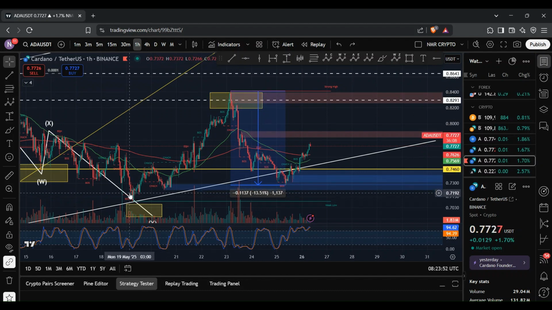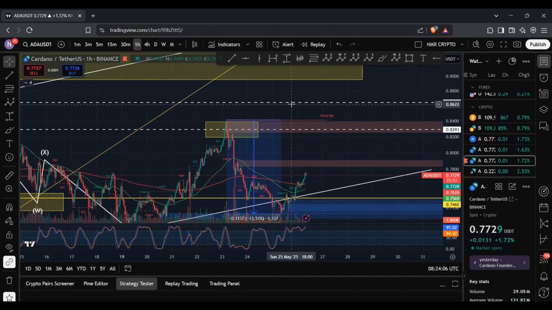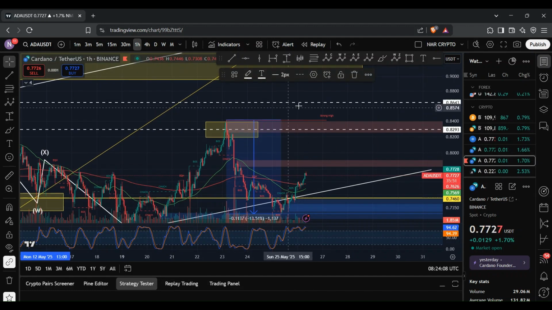And the second setup was a 5-wave move to the upside, where the fifth wave ended up reaching around 84 cents. And the third setup was a 5-wave move to the upside, where this was our third wave at around 84 cents. And I was looking for a retracement to the downside to complete the fourth wave, followed by a final fifth wave move to the upside, where I was looking for ADA to potentially tap into this region here at around 86 cents.